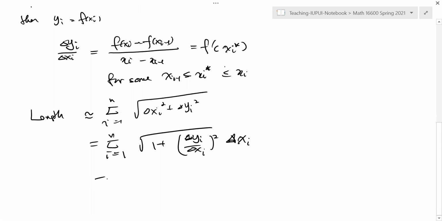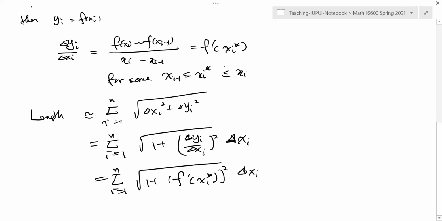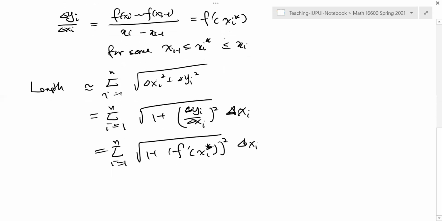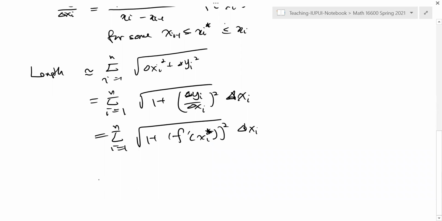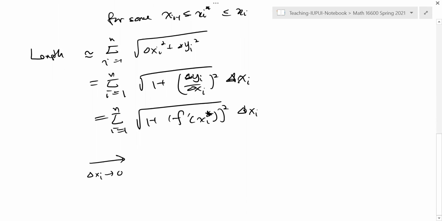But we know that this is going to be f prime of xi star, right? Squared, times delta xi. Okay, great. So this is viewed as a function. If we take the limit as delta x approaches 0, that means you get more points on the curve. This limit is going to be the integral of the function square root of 1 plus f prime of x squared dx, okay?